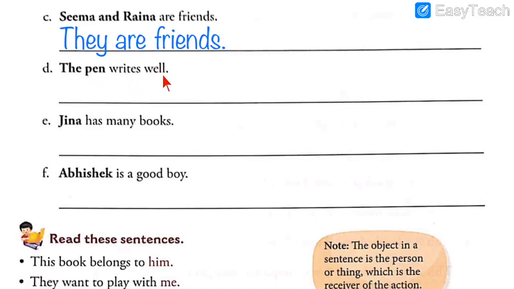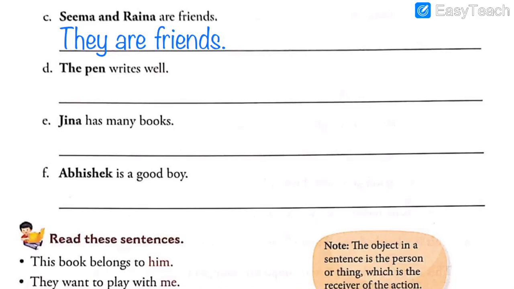The pen writes well. So it is about a pen. And as you all know, the pen is a non-living thing like pencil, eraser, sharpener, etc. All the things that you have in your compass box. It is non-living. The pen writes well. So the highlighted word over here is the pen. And which pronoun shall we use for the non-living things? For the non-living things, we use the pronoun it.